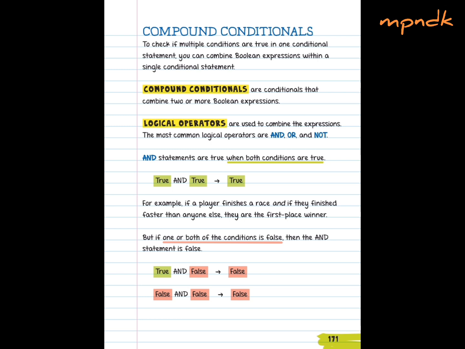True and true is true. For example, if a player finishes a race and if they finish faster than anyone else, they are the first place winner. But if one or both of the conditions is false, then the AND statement is false. True and false is false. False and false is false.